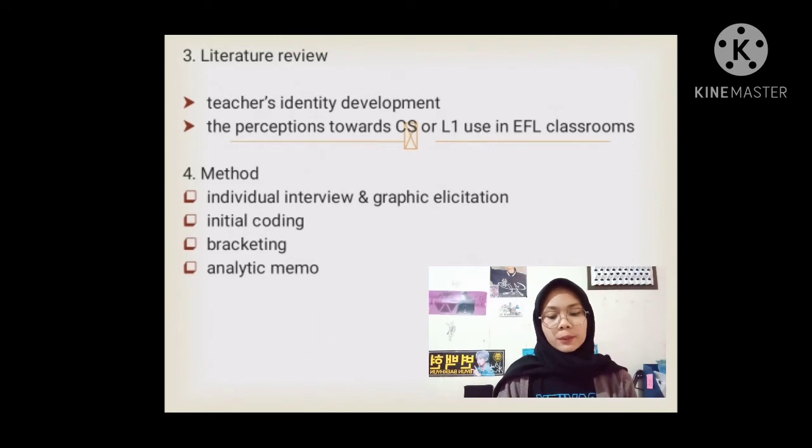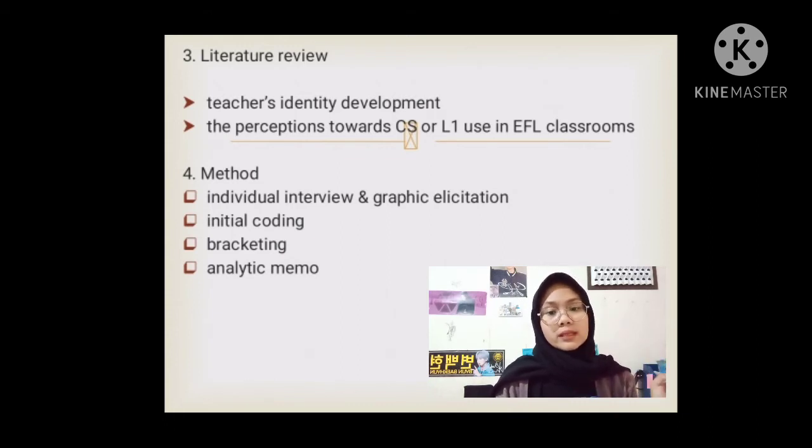So the next is the literature review. There are two points. The first one is teachers' identity development, which is influenced by students' past experiences of learning. It also has an important effect on their identity development as pre-service teachers. And the second point is the perception toward CS or L1 use in EFL. There are three perceptions: negative, neutral, and positive, which will be explained in the next slides.